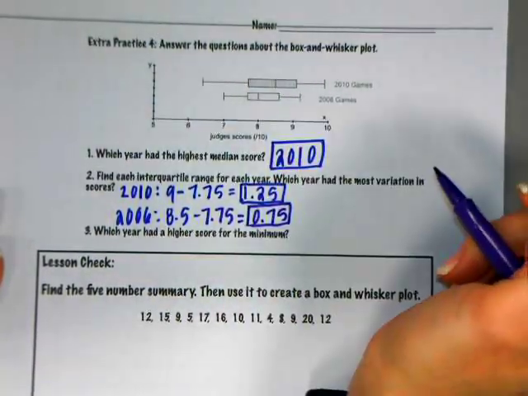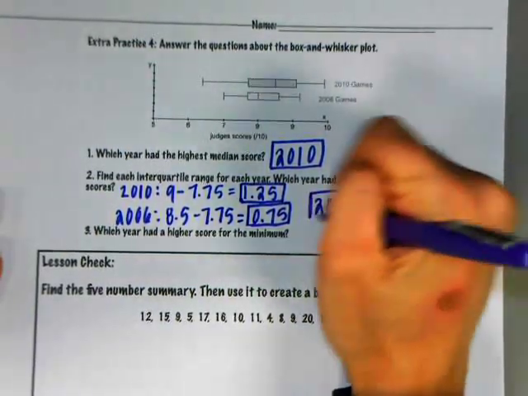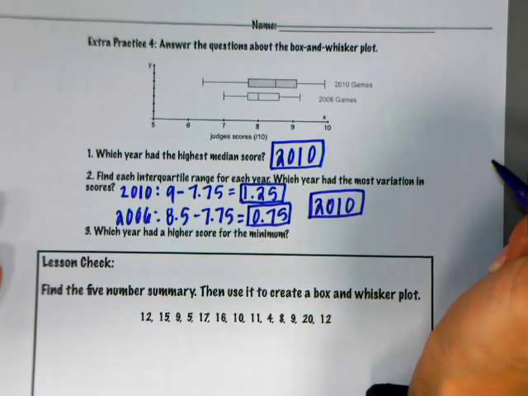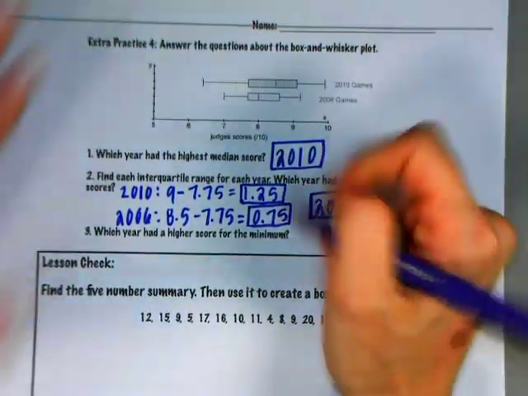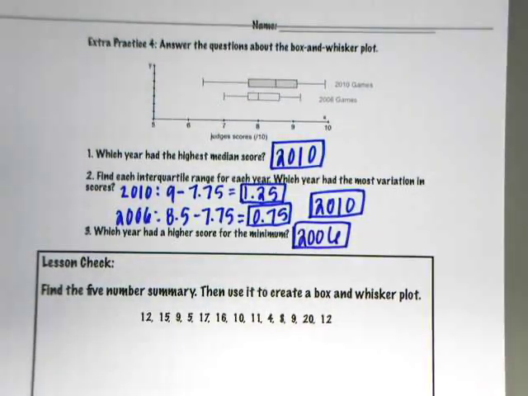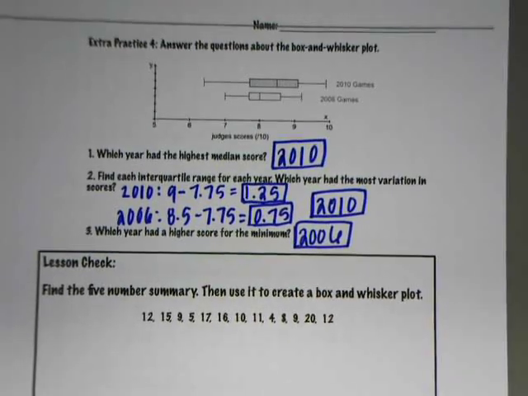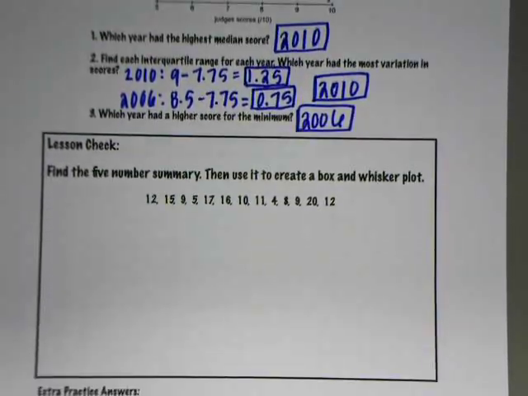Okay, so which one had the most variation? Yeah. Okay, which year had the higher score for the minimum? Yep, 2006. Good. Any questions? Cool. Okay, and then there's your lesson check. It's already written in there for you, and I'll put that answer up in a minute.